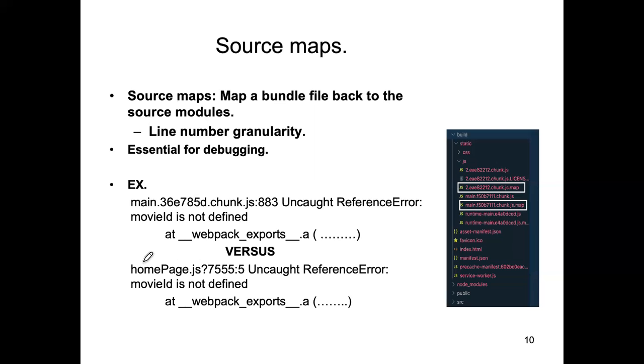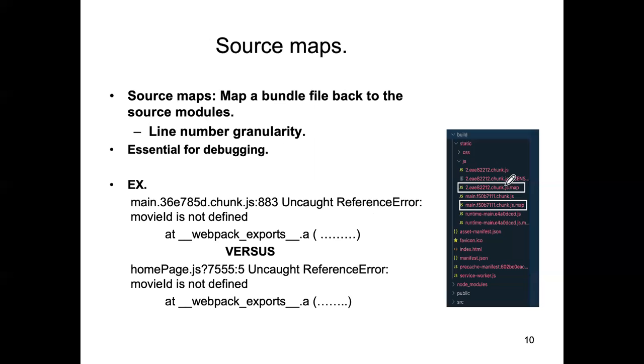So yes, we have a file called homepage.js. We're told to go to line number 5, and that's where the error is. So source maps, their purpose is, to go to the top, they map a bundle file back to the source module on a line by line basis.